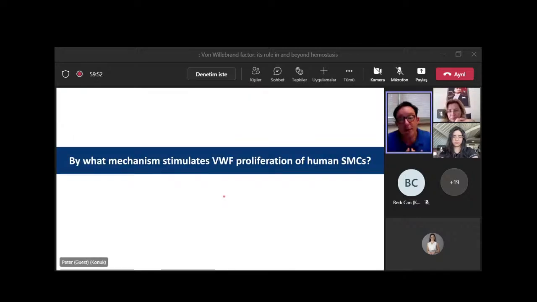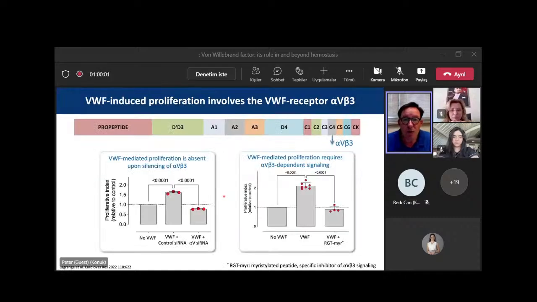So the next question was, if VWF is doing that, by what kind of mechanism can it stimulate smooth muscle cell proliferation? One candidate that was very likely to be looked at was alpha V beta 3, which is an integrin that is expressed abundantly on smooth muscle cells. And we know that in the C4 domain of VWF, there is the RGD sequence that can interact with this type of integrin. So the first thing we did was silence alpha V beta 3 in smooth muscle cells and look at what happened with VWF-induced proliferation.